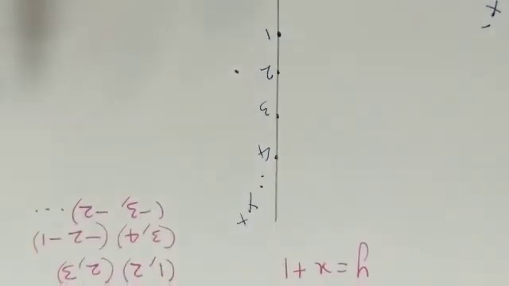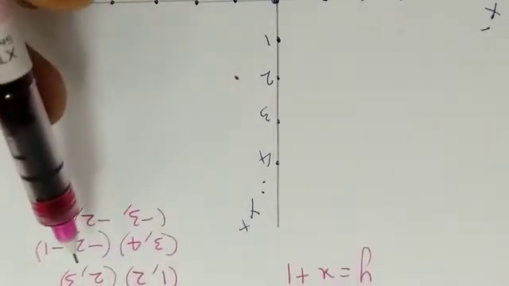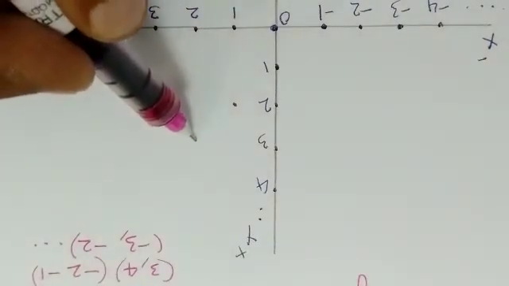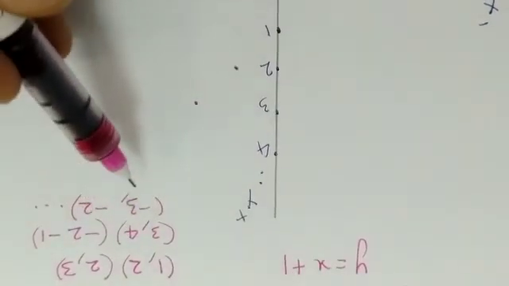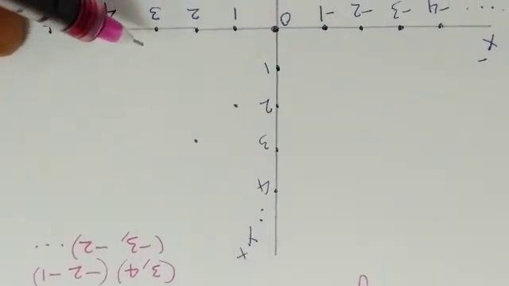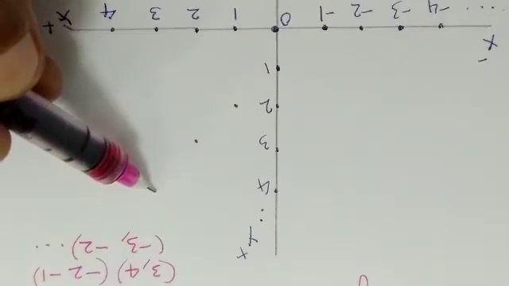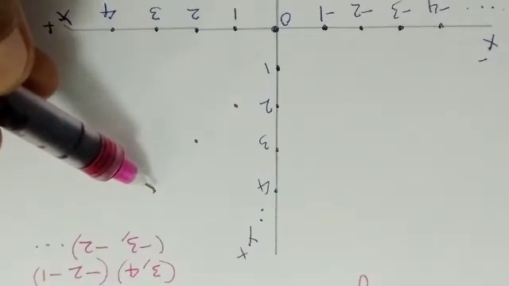Next, what is the other point? 2, 3. So from the origin, move 2 steps right. From there, move upwards because the point is 3. So this is the 2, 3 point. Next, 3, 4, which means on the x-axis 3 units, along the y-axis upwards 4 units. So this is 3, 4.